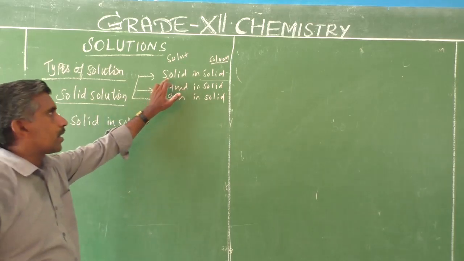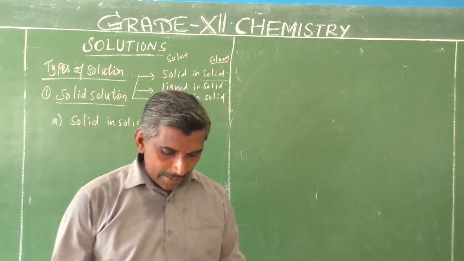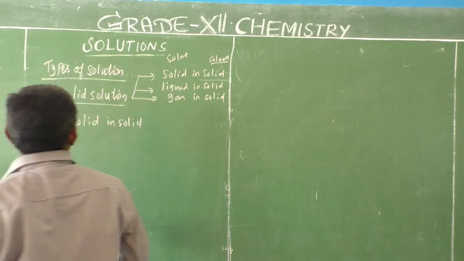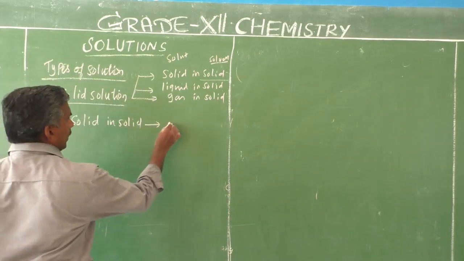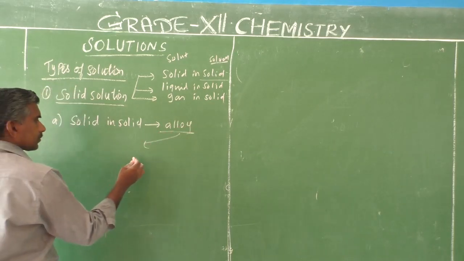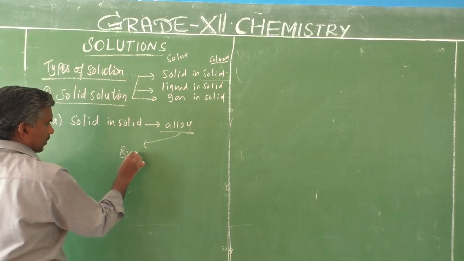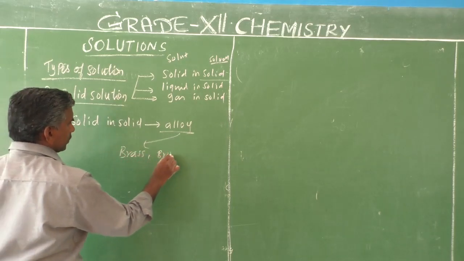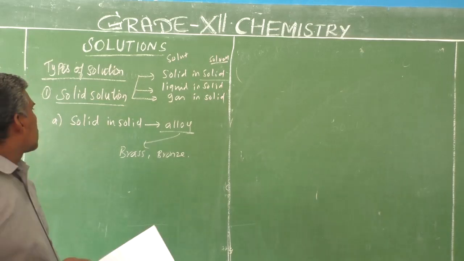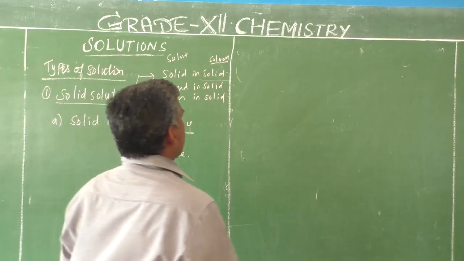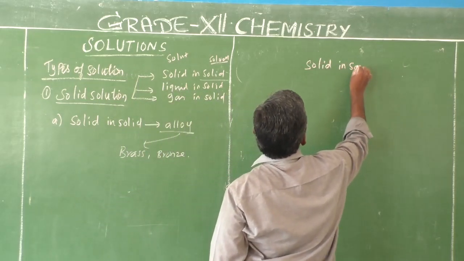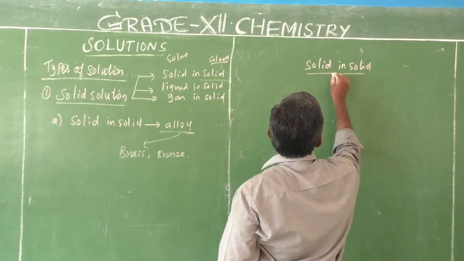Solid solution. The first one is solid in solid. It's very important. Particularly, solid in solid is known as alloy, for example brass and bronze, and we will discuss this solid in solid solution. Solid in solid solution has two categories.